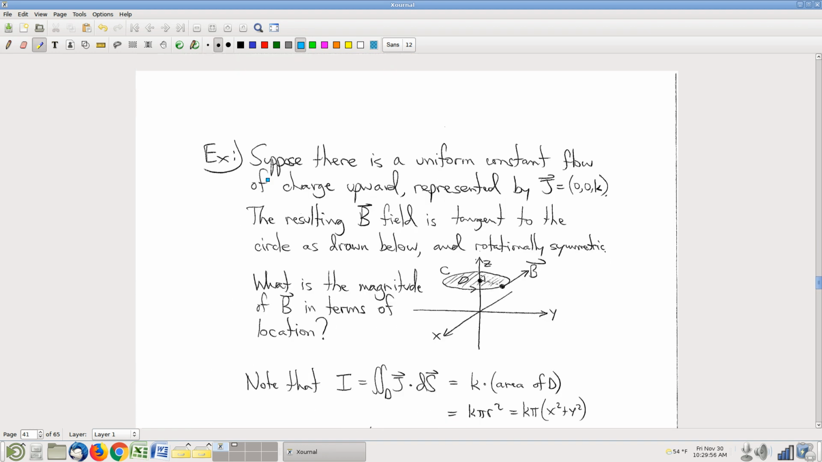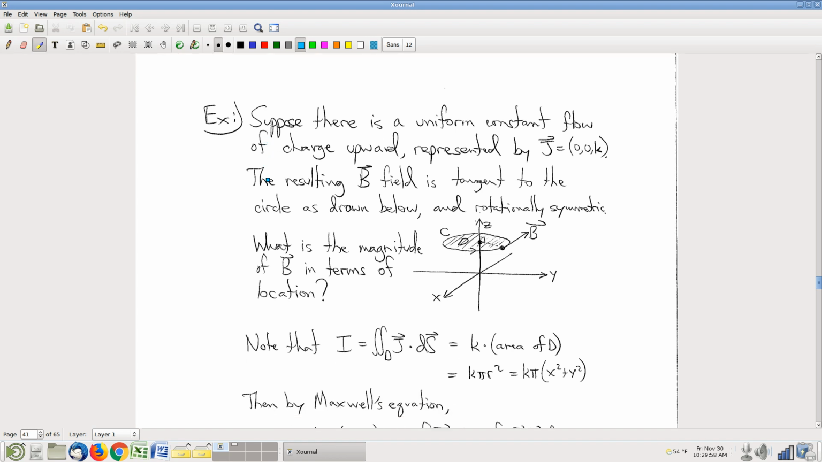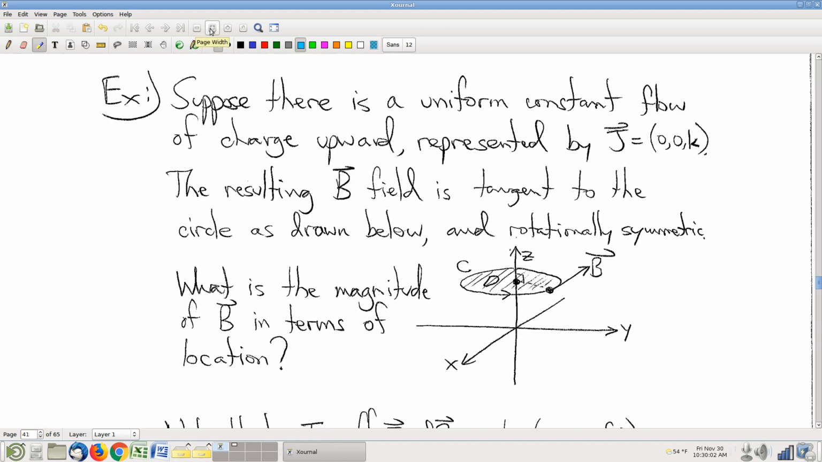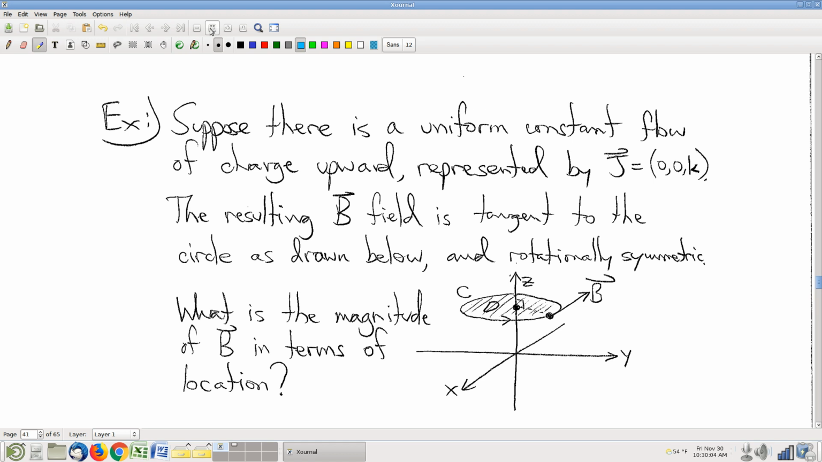I want to show you an example of how this is useful. So let me zoom in for a moment. We have a uniform constant flow of charged particles upward. That's represented by this vector field here, 0, 0, k. So the charged particles are moving uniformly and directly upward. So it makes a B field.